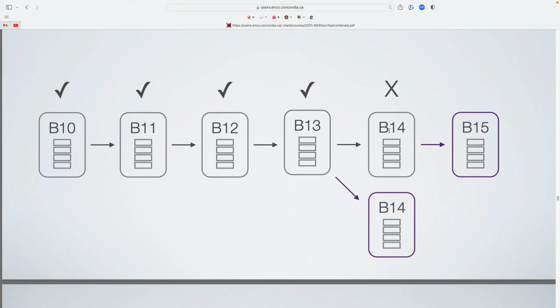Now, what happens is people realize that 14's wrong. What I said is true. They're going to throw away 14. They're going to throw away 15. They're going to throw away the fact that you got paid. And they're going to throw away the fact that you paid someone else. So that other person that you paid, their money just disappears. It's as if that transaction never happened.